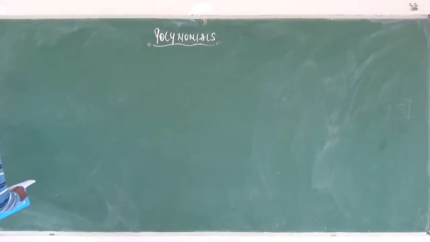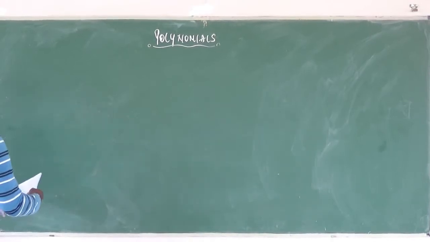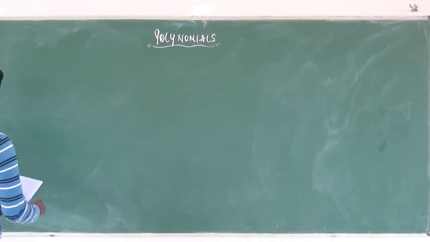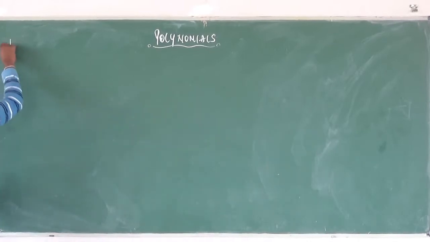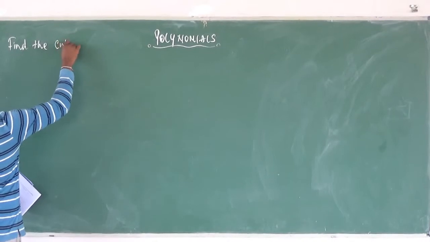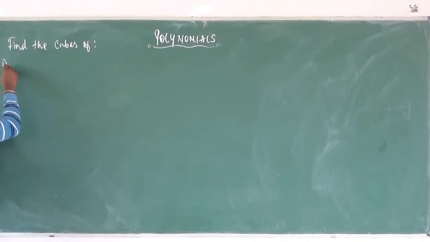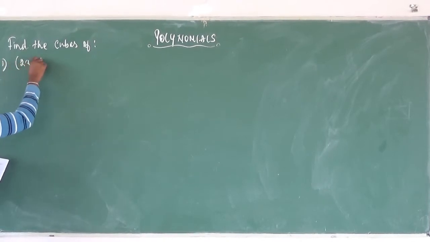So we will take some questions from your textbook. Find the cubes in the expanded form. Or you can take it just like this. Find the cubes of the first one. It is 2x plus 1 whole cube. You have to find the cube of this.